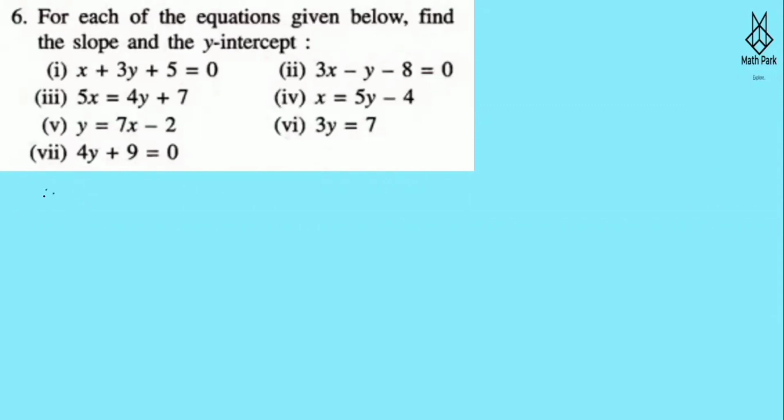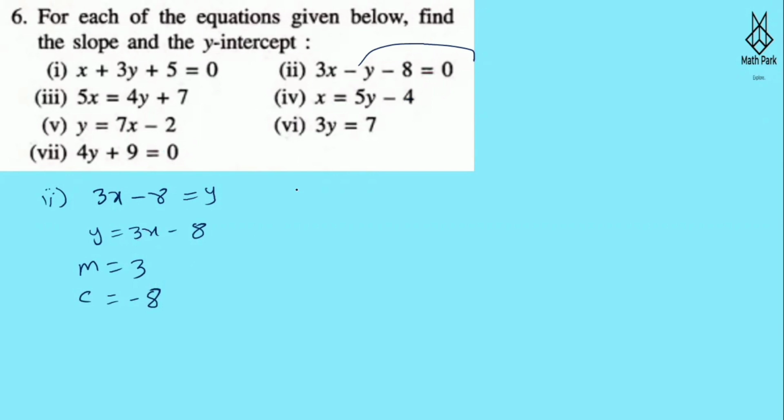For the second one, you have the equation 3x minus y minus 8 is equal to 0. Let us keep this 3x and minus 8 here, and we shift this minus y to this side, it becomes y. So we get this in the form y is equal to 3x minus 8. So your slope, that is m, is equal to the coefficient of x, which is 3, and the y-intercept, which is c, is equal to minus 8.